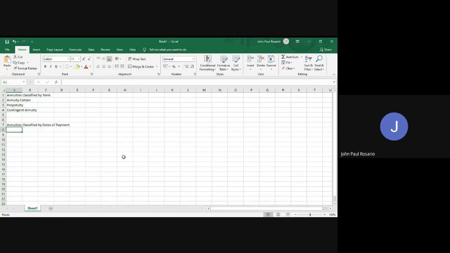So naa tay ordinary annuity. So can anyone tell me unsa ang ordinary annuity? Made at the end of each payment. Periodic payments made at the end of each interval. Okay, very good. So when I say ordinary annuity, the payments are made at the end of every compounding period. Tama? Tama na? Okay.